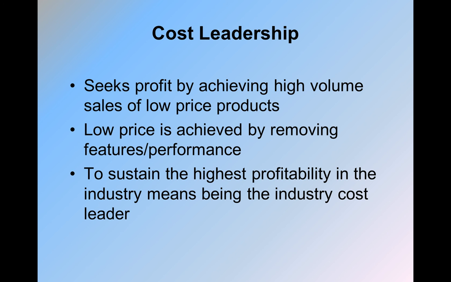First of all, cost leadership. Targeted at a broad section of an industry, and the objective is to achieve profit by selling high volume of low price products. So very similar to the original Tesco mantra of stack it high and sell it cheap.